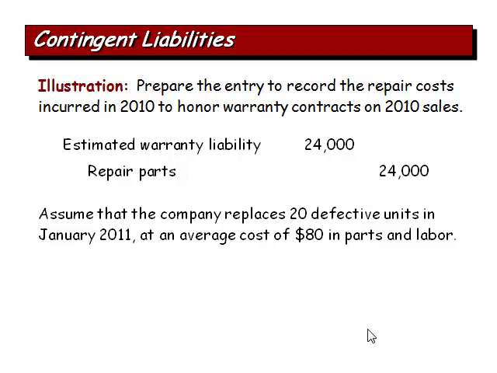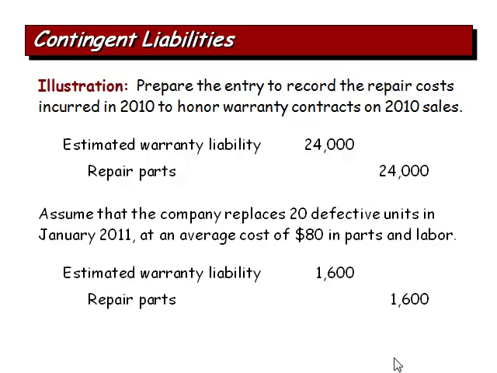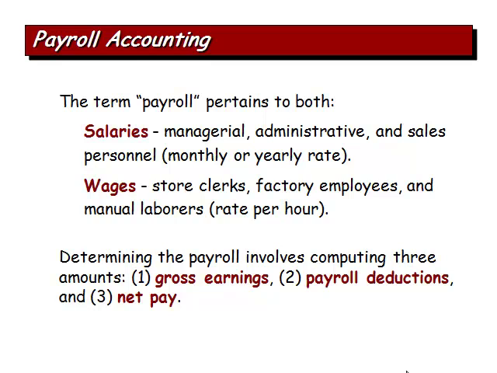It says assume that the company replaces 20 defective units in January 2011 at an average cost of $80 in parts and labor. Again, we debit estimated warranty liability to decrease that, and credit repair parts and labor or something for $1,600. Moving on to payroll.